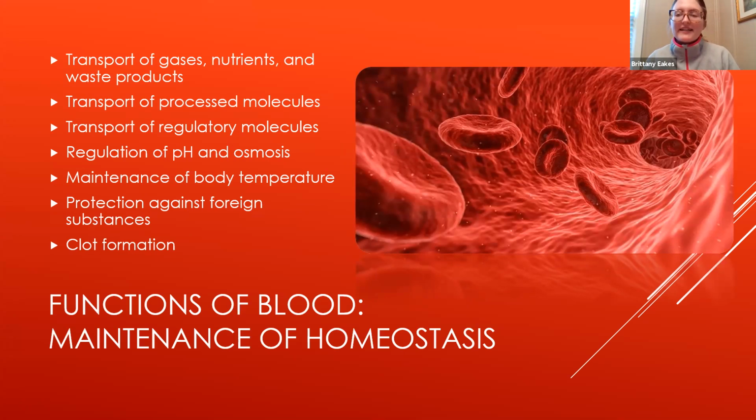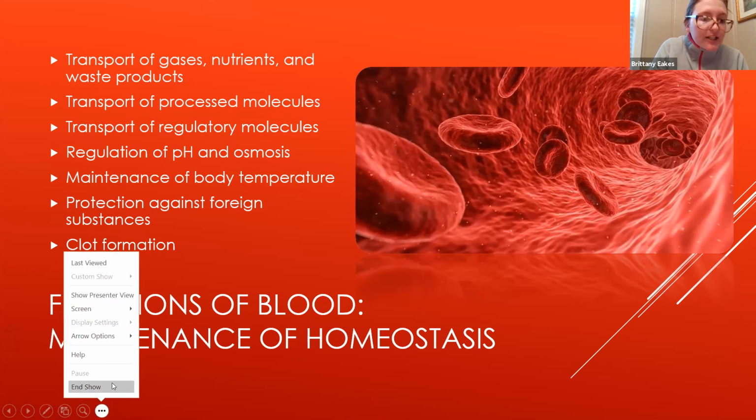So there's many functions of the blood. Blood helps us maintain homeostasis. So within the blood and the circulatory system, there's transport of gases, nutrients, and waste products. There's transportation of processed molecules, transportation of regulatory molecules, regulation of blood and moisture, pH in the body, and osmosis, the maintenance of body temperature, protection against foreign substances, and clot formation.